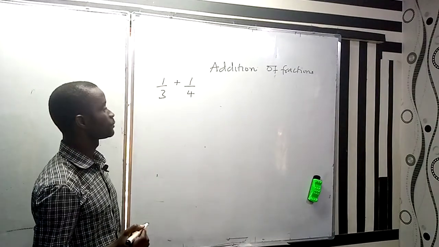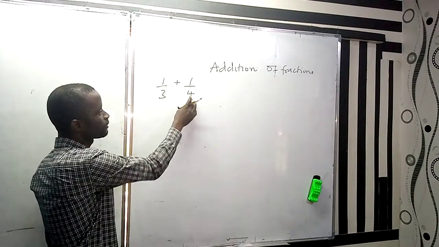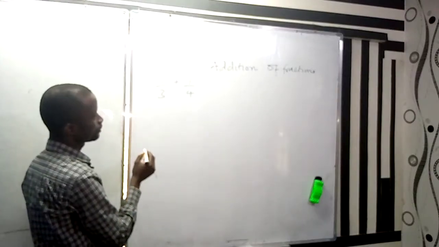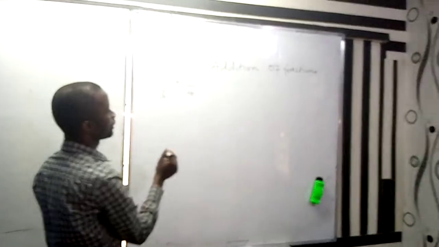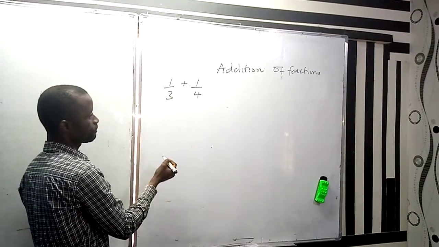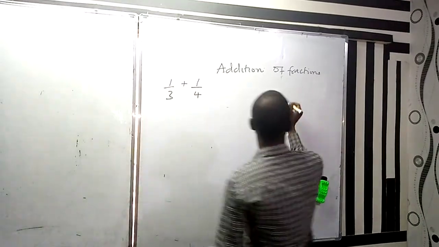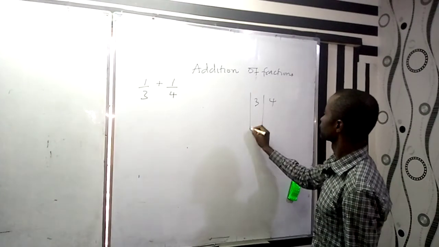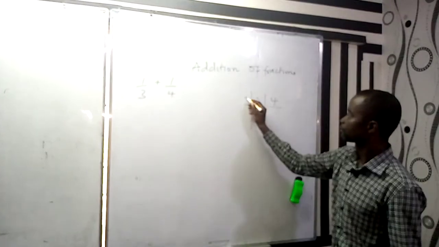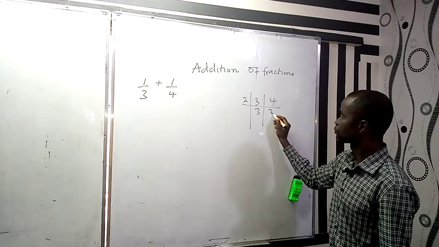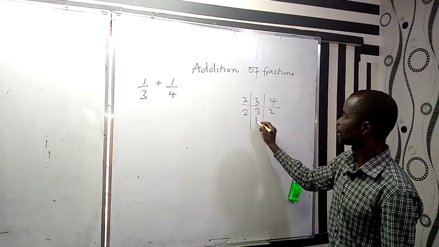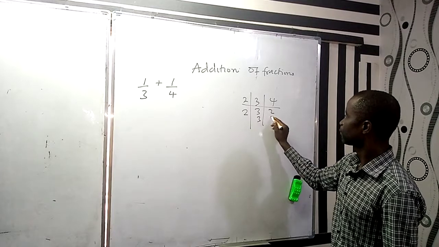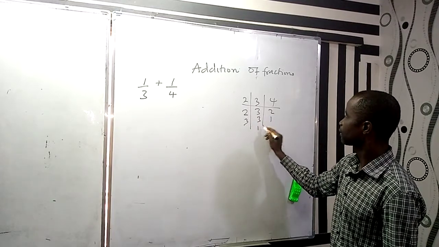The first step that you need to do is to find the LCM. What is the LCM of 3 and 4? Let's use our normal method to find the LCM. Then we have 3 and 4. Dividing by 2 gives 3, 2, then 2 again gives 3, 1, then 3 gives 1, 1.